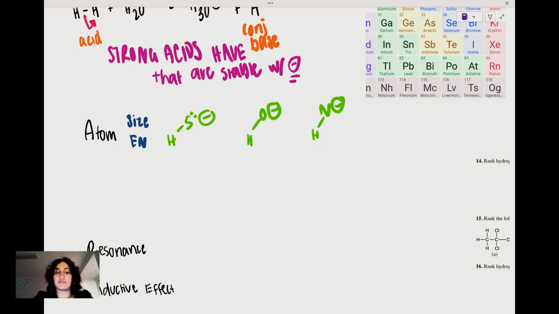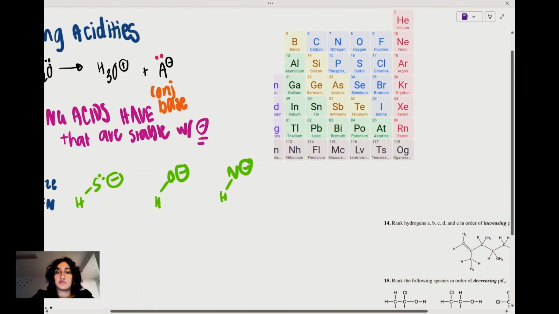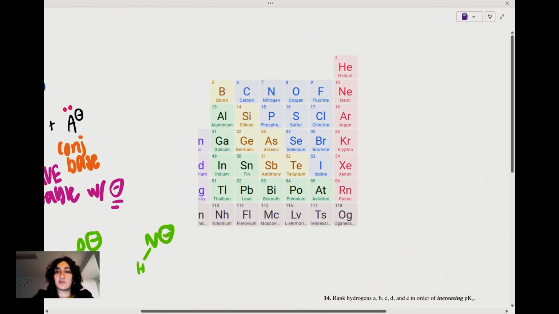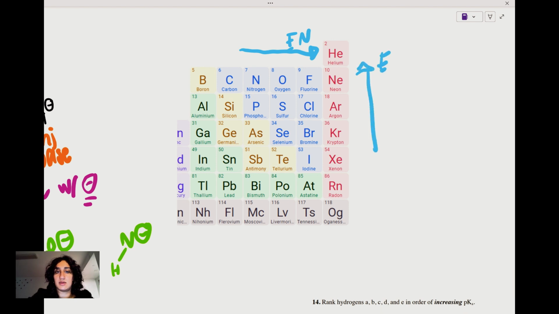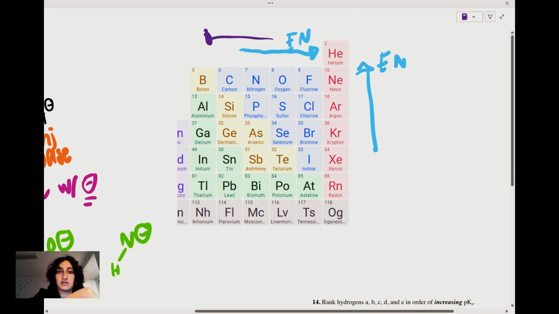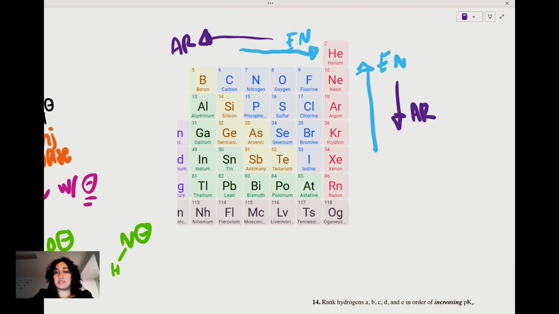So let's look at the differences between all of these conjugate bases. If we go to the periodic table, we can see that sulfur is right below oxygen, and oxygen and nitrogen are right next to each other. Let's think back to Gen Chem 1 to our periodic trends. Remember that electronegativity increases this way, and atomic radius, or size, increases in the opposite direction, right?